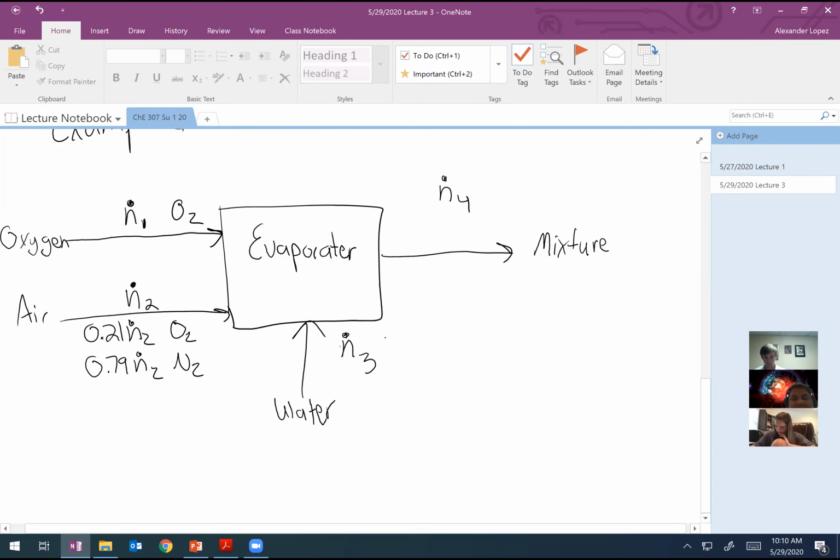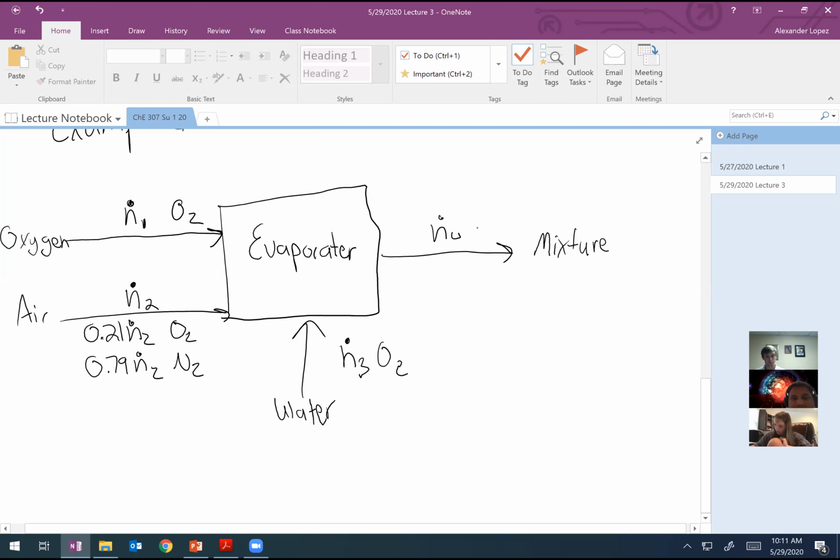And I can do this, O2, this is H2O, and then I can ask myself, well, I have a mixture leaving the system, but I don't know what those component mole fractions are. So I can do one of two things. Let me clean this up to make it a little easier. So this is going to be N3 O2, N4. I can say, well, I have an X unknown flow rate of nitrogen, a Y molar flow rate of oxygen, and a Z molar flow rate of water vapor.